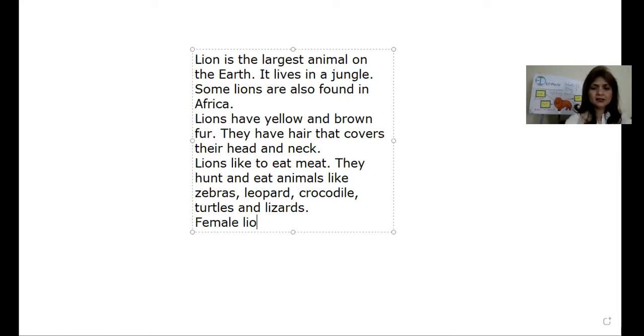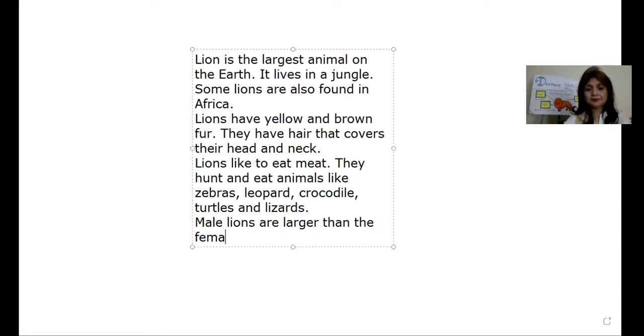Now, male lions are larger than the female lions. Male lions are larger than the, and what is the female lion called? Lioness, right?